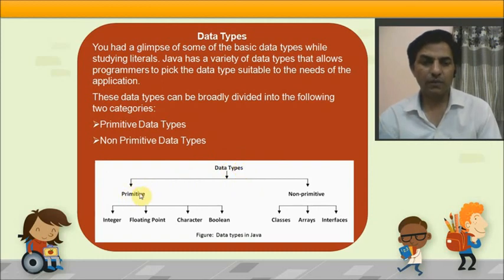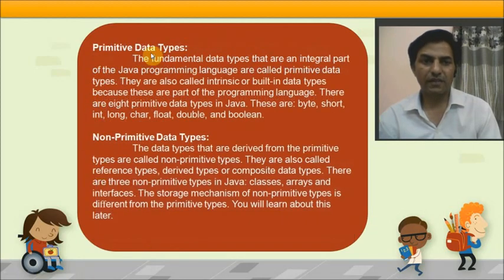It is categorized in two forms: primitive data types and non-primitive data types. Primitive data types are further subcategorized into integers, floating point, character, and boolean. Non-primitive data types are categorized into classes, arrays, and interfaces. In this class we will discuss primitive data types, that is integers, floating points, character, and boolean. So now let us begin with the first one, primitive data types.